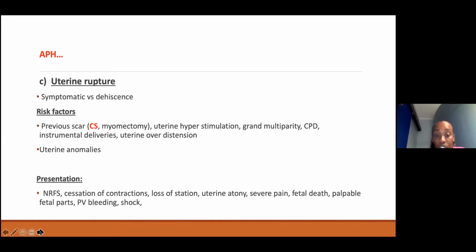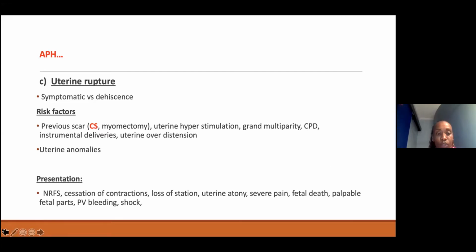So hyperstimulation, why I'll mention that is because we're augmenting patients in our labor wards very often. And if you're not careful about how you're doing the augmentation and titrating it against the number of contractions, you just need to get your adequate contractions, 3 to 4 in every 10 minutes. Beyond that, you run the risk of hyperstimulating. Misoprostol is also another culprit, especially in the grand multiparous women.